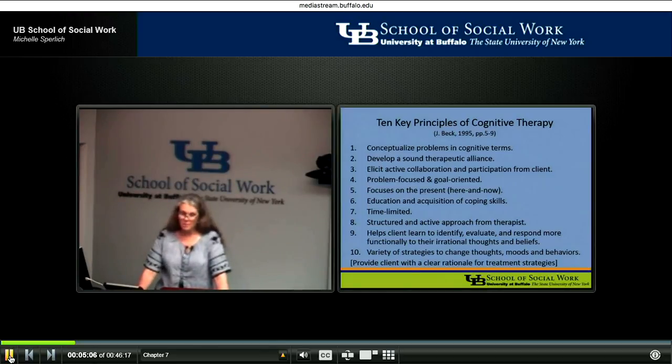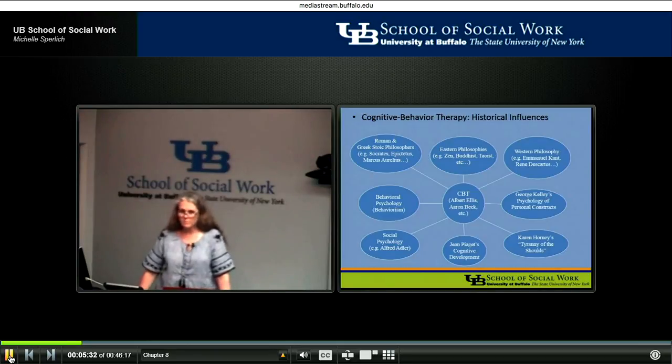A feature of much of CBT is that it's quite time limited, which is also why insurance companies tend to pay for it. It typically uses a structured and very active approach from the therapist. What it does is help clients to learn to identify, evaluate, and respond more functionally to their irrational thoughts and beliefs. Different approaches use a variety of strategies to change thoughts, moods, and behaviors. Since there are so many, it's important to provide a really clear rationale for the treatment strategy, whichever particular one you're going to use.